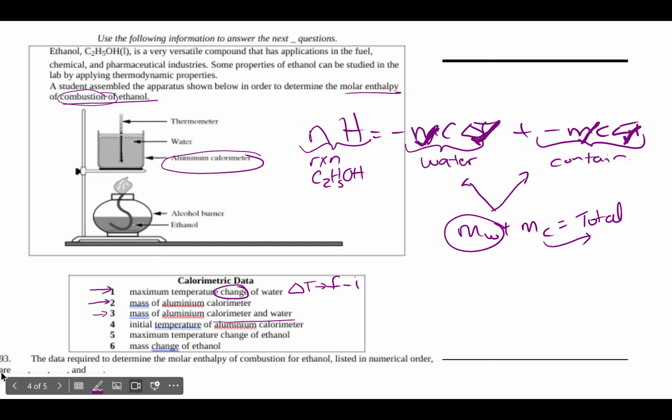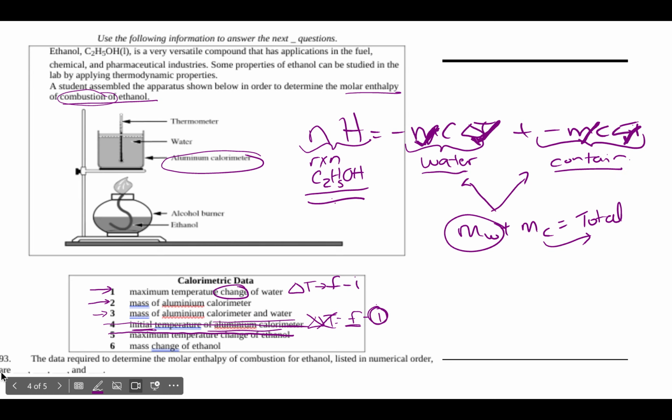Number four, initial temperature of the aluminum calorimeter. So we might think we need this because delta T will equal final minus initial, but saying initial temperature, that's just giving you I. So we wouldn't know F, which means we don't know delta T. So that's not helping us too much unless they gave us the final temperature somewhere else. Number five, maximum temperature change of ethanol. Ethanol has to do with the reaction. We're not measuring the temperature change of this. We're measuring the temperature change of water and the temperature change of the container, but not ethanol.